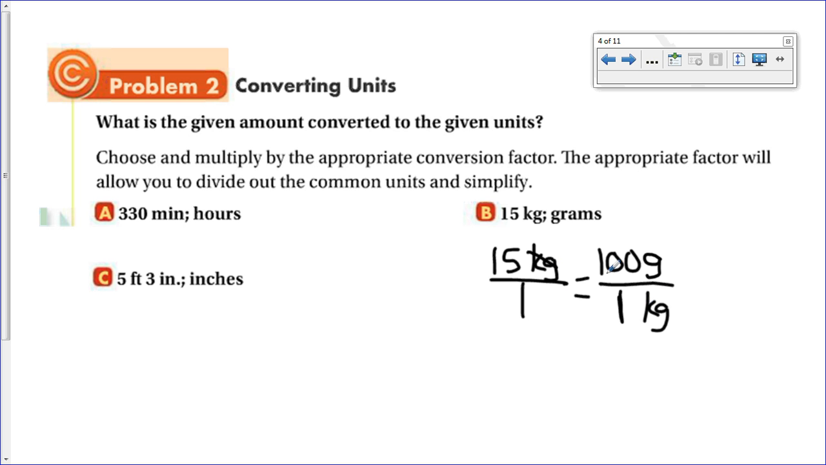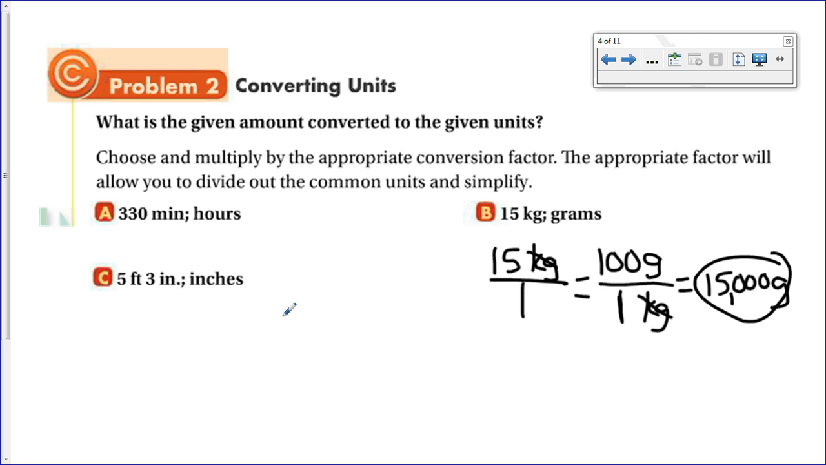All right, so now what happens is kilograms is going to eliminate each other. We have 1 and 1 down here. 15 times 1,000 is 15,000. The only label that's left is grams. So what that means is 15 kilograms equals 15,000 grams.